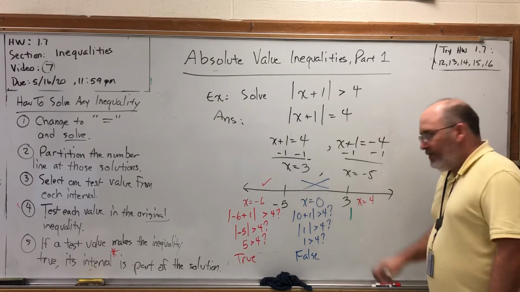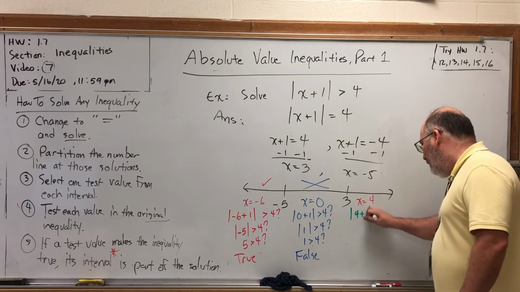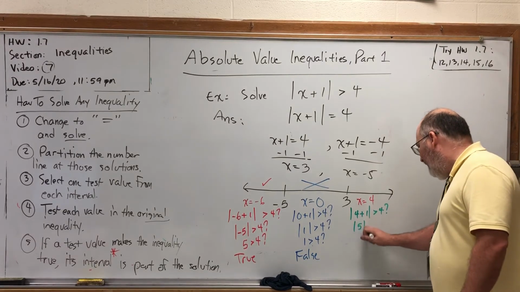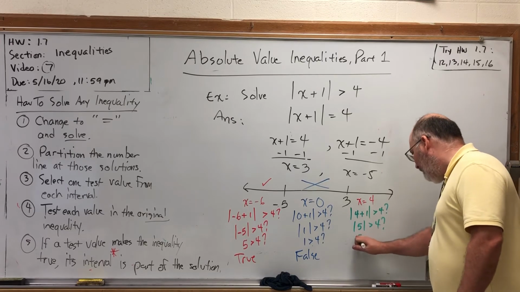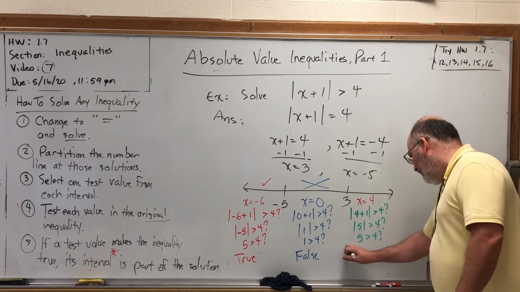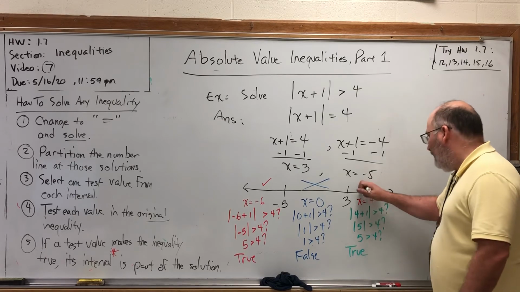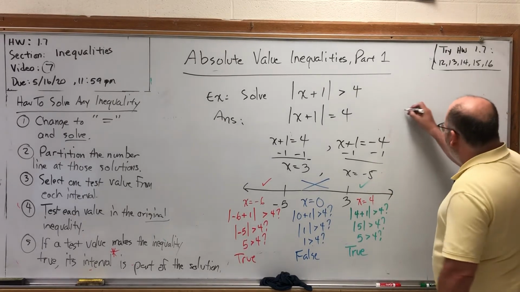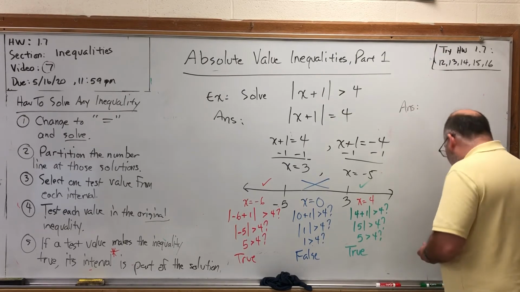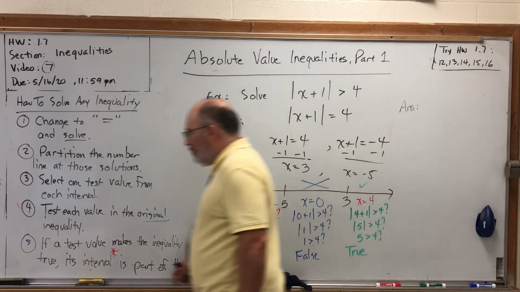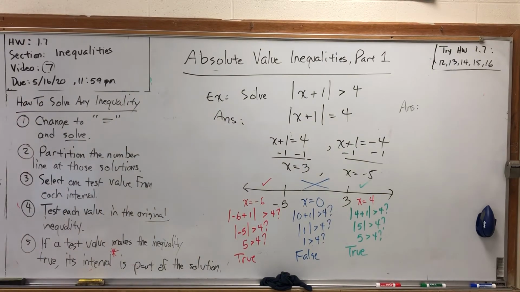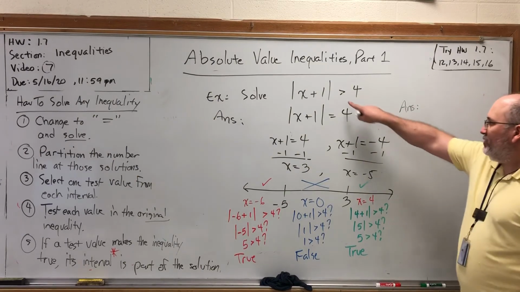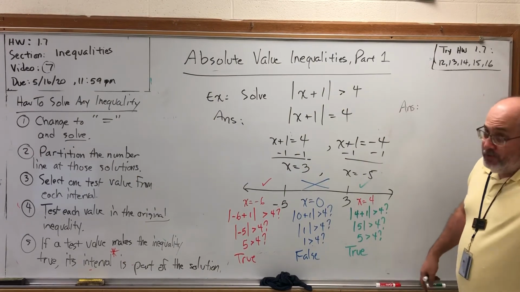Take the 4, put it in for the x. Absolute value of 4 plus 1 is greater than 4 is what we're asking, but 4 plus 1 is 5, and the absolute value of 5 is 5. 5 is greater than 4, that's true. We like that last interval. So now for our answer, we're going to keep the intervals. There are 2 of them, so we will need a union, but we'll use brackets or parentheses. Parentheses. Because it says greater than, not greater than or equal to.